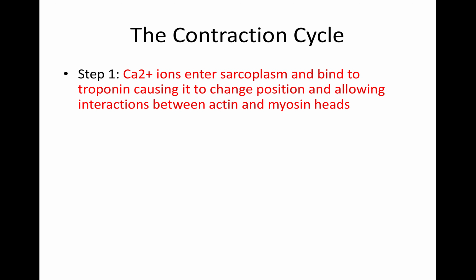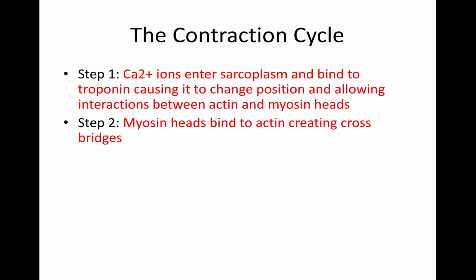So when the calcium ions enter the sarcoplasm, or the cytoplasm, they bind to troponin, causing it to change position and allowing the interaction between the actin and myosin heads. Because if you remember, the active sites on actin were covered by the troponin-tropomyosin complex, and this calcium is going to move it out of the way, which allows myosin to bind to actin, creating our cross bridges.